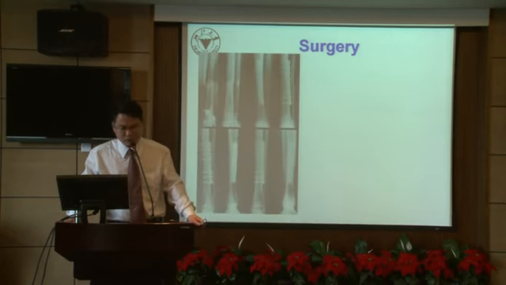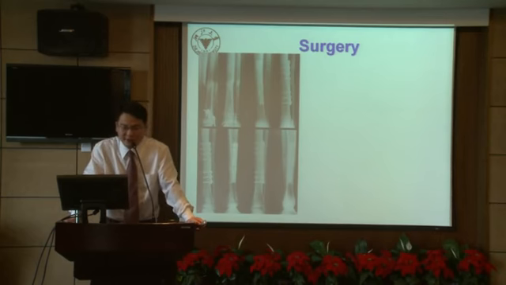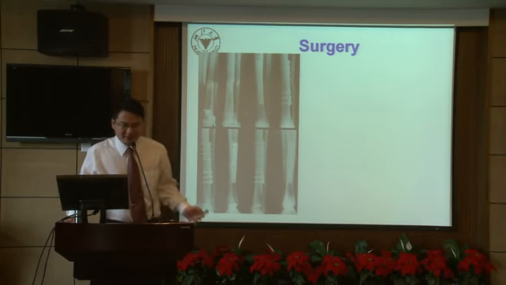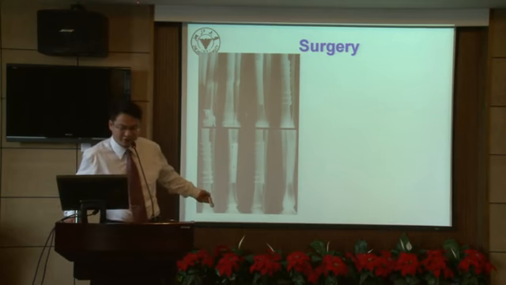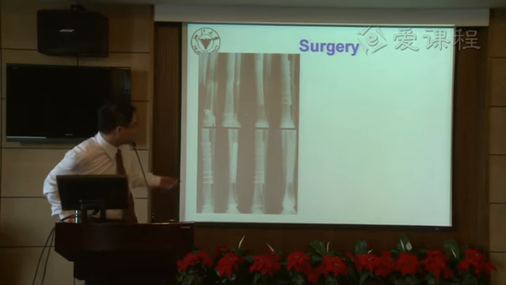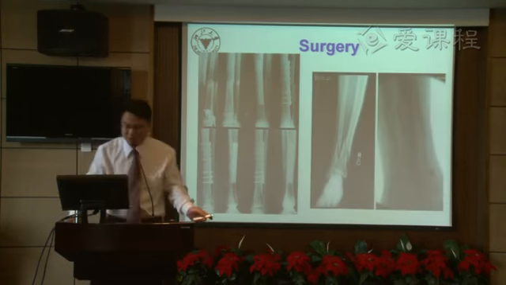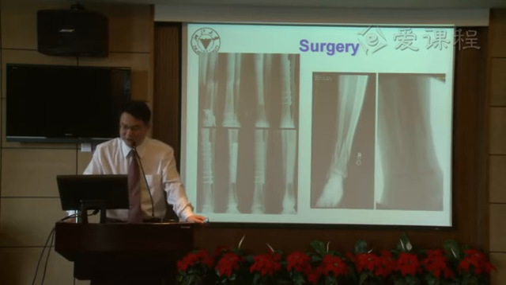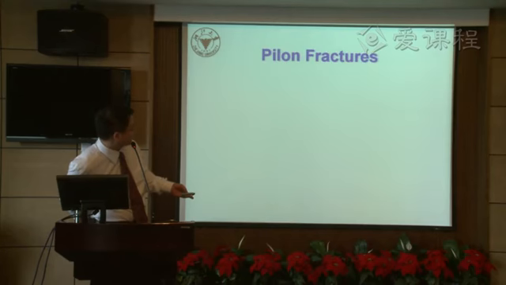Typically, we will require surgery to repair the injured bones and muscles or skin. And as always, the plate and screw systems are the most commonly used instrumentation. And in this case, we use the intramedullary nail system to fix the tibial shaft fracture.